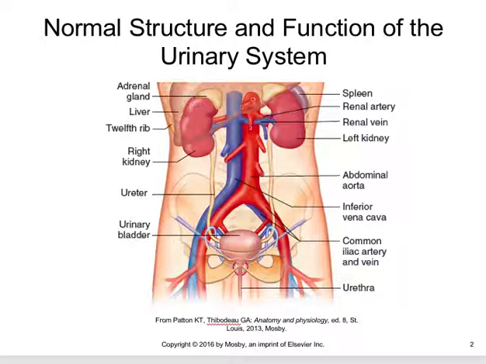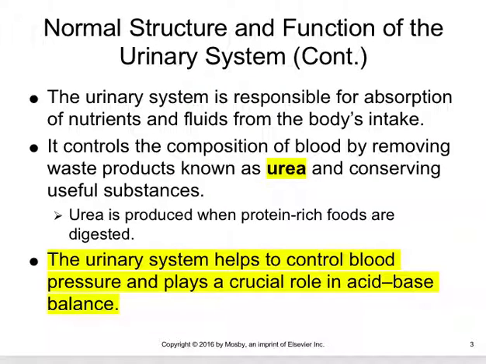So here's the structure and function of the urinary system. Go ahead and take a look at that. You can always read the notes under it, which will give you more information, but you want to make sure you remember the key points. Basically, what the urinary system does is remove waste, so it's urea that it's removing. The urinary system also plays an integral part in our blood pressure and our acid-base balance, because it has to do with how our fluid levels are working.